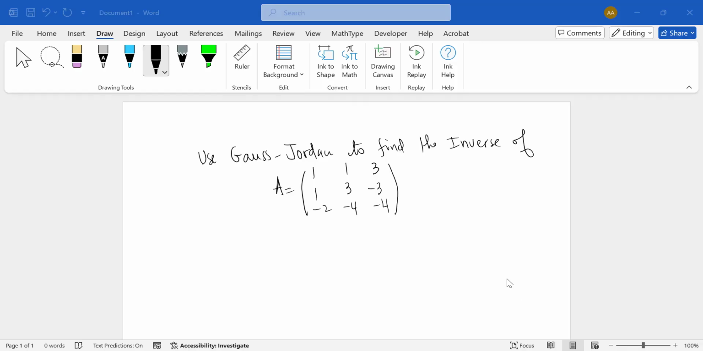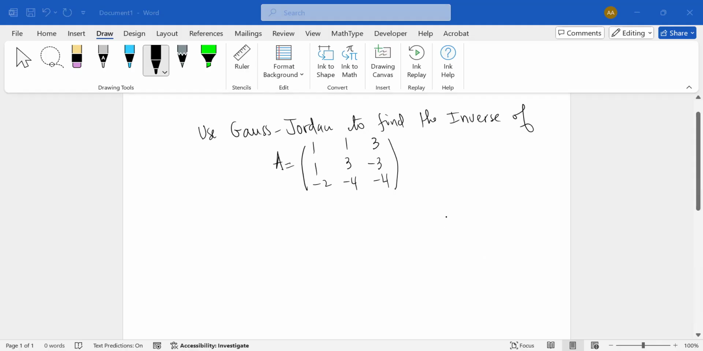Hello everyone. We're coming back in this video to use the Gauss-Jordan elimination method to find the inverse of a given matrix. So we're going to take the 3 by 3 matrix. We don't want to put a big matrix out there. It's going to be many steps. So basically, this is how we start.